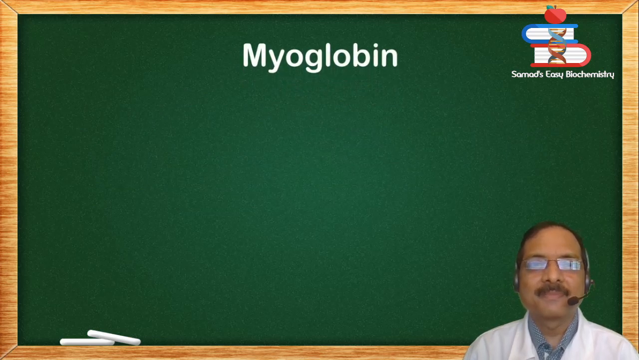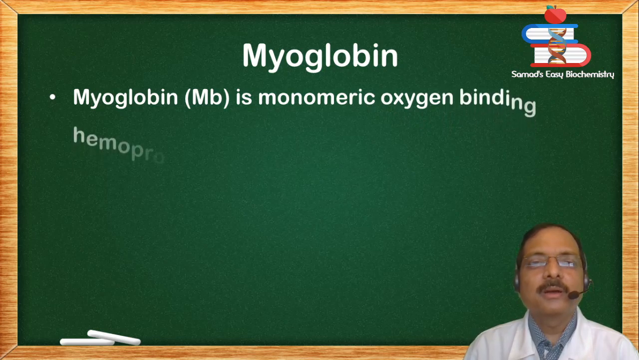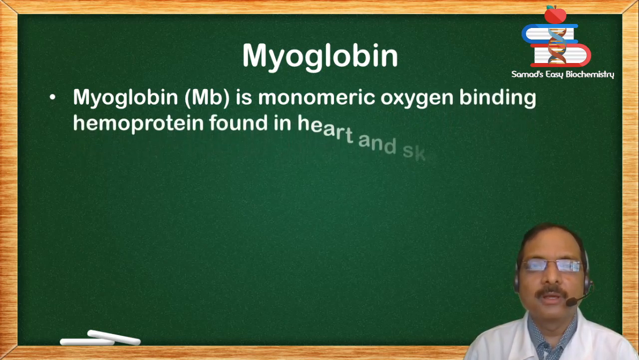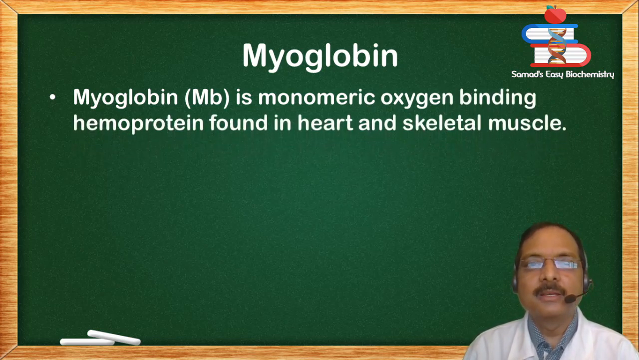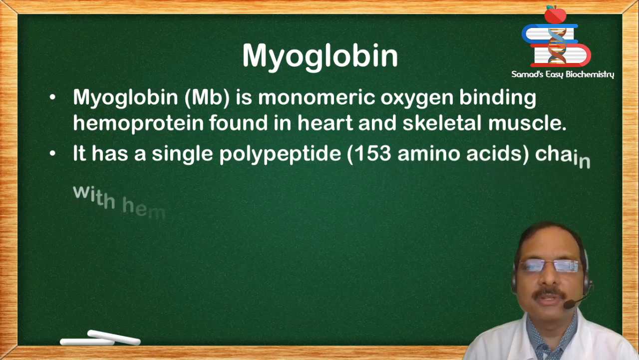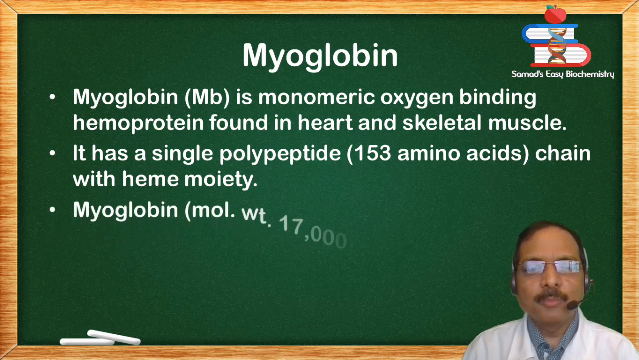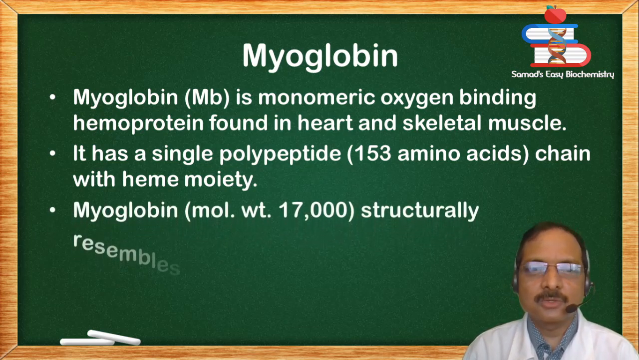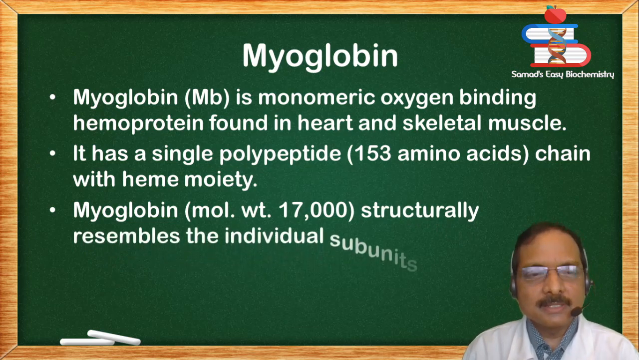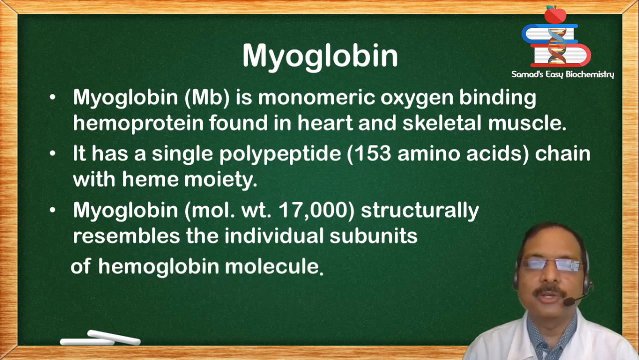Myoglobin. Myoglobin, Mb, is a monomeric oxygen-binding hemoprotein found in heart and skeletal muscles. It has a single polypeptide chain with 153 amino acids and has a heme moiety. Myoglobin, with molecular weight 17,000 Daltons, structurally resembles the individual subunits of the hemoglobin molecule.